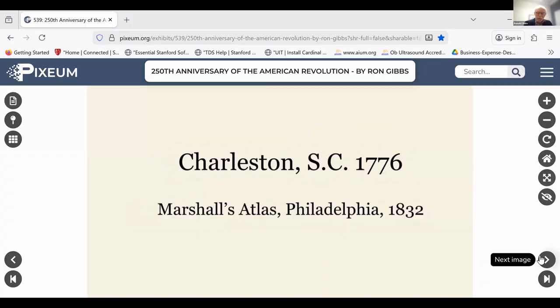Now, while this was going on around New York and New Jersey and Pennsylvania, there was a separate theater of the war in Charleston, South Carolina. The British sent a seaborne expedition in the summer of 1776 to capture Charleston, the largest city in the American South. Next slide.